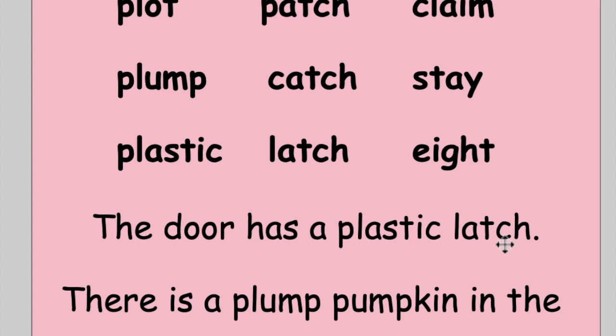Very good. Okay, let's swoop our sentence, make it sound like a human's reading it, not a robot. The door has a plastic latch. The door has a plastic latch. One more time. The door has a plastic latch. Great job. Ready for the next one?